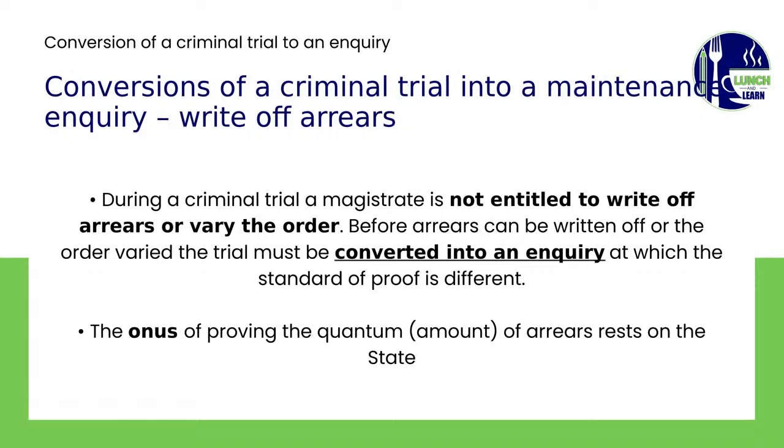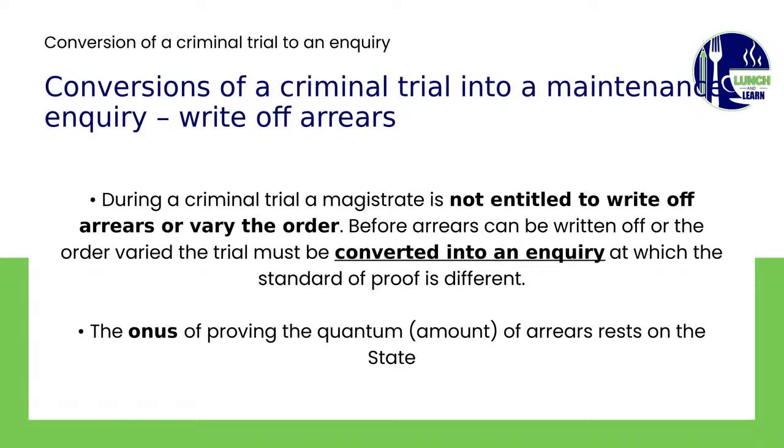Before the arrears can be written off or changed or varied, the criminal trial must be converted into a financial inquiry, and the burden of proof is then quite different from the criminal proceedings. In criminal proceedings, you have the burden of proof, which is beyond a reasonable doubt, and the onus in civil matters rather, is on the balance of probabilities.